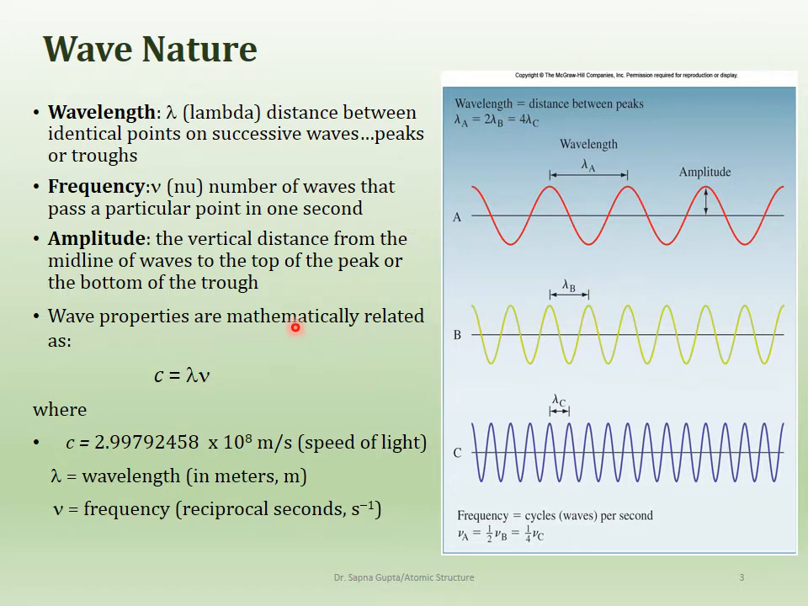Those are the three properties of a wave: wavelength, amplitude, and frequency. Wavelength is given by this symbol, called lambda. Frequency is given by this symbol, called nu. Those are the two things that we really talk about a lot when we talk about electromagnetic nature and wave nature of anything.